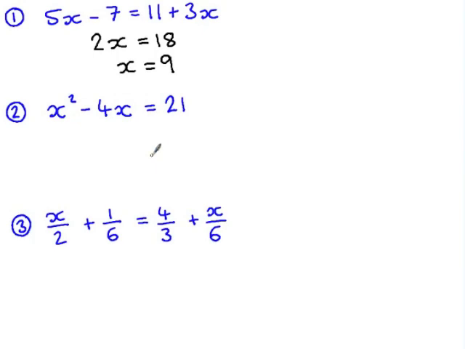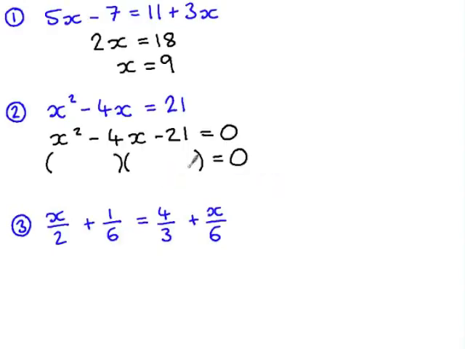The second example is a quadratic, and for me the best strategy with a quadratic is to group all the terms onto one side so that the equation equals 0. So we'll subtract 21 from both sides, and then we'll see if we can factorise this equation. Well, I know that 7 times 3 is 21, and the difference between 7 and 3 is 4. So that looks promising, and we need the two numerical parts to multiply to give negative 21, which means one is positive and one is negative, and they need to sum to negative 4.